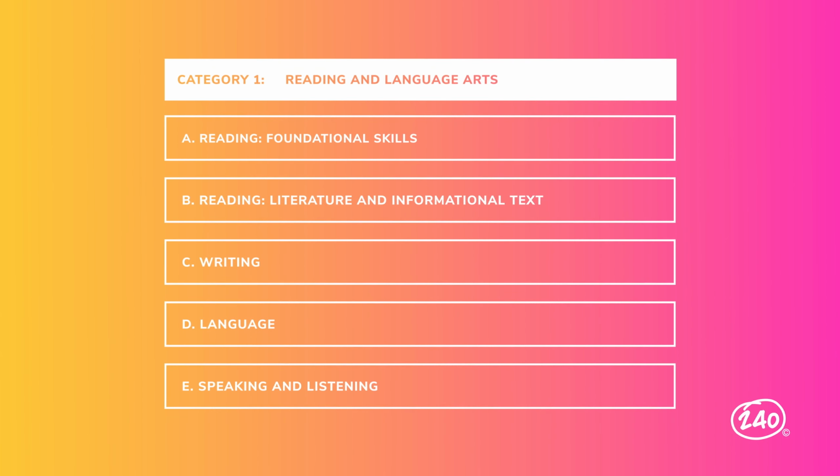So let's take it from the top with reading and language arts. Now, the test specifications for reading and language arts fall under these 5 broad areas: reading foundational skills, reading literature and informational text, writing, language, and speaking and listening. Yeah, so that covers all the major facets of reading and language arts. Makes sense to me. 2 of our areas cover reading, so let's take a closer look at those key concepts.